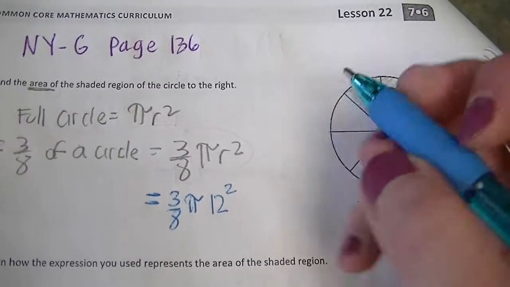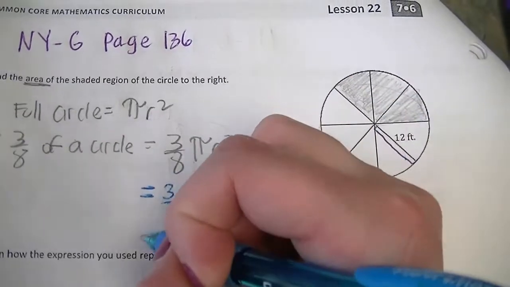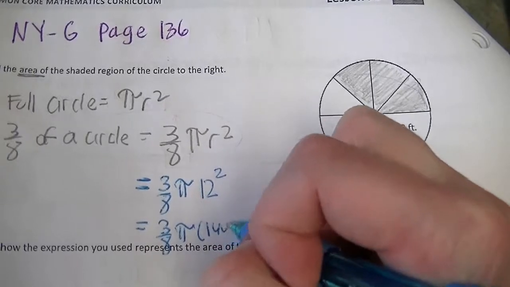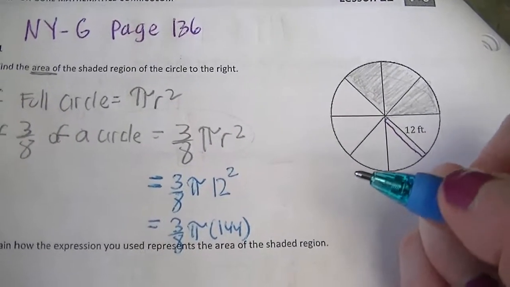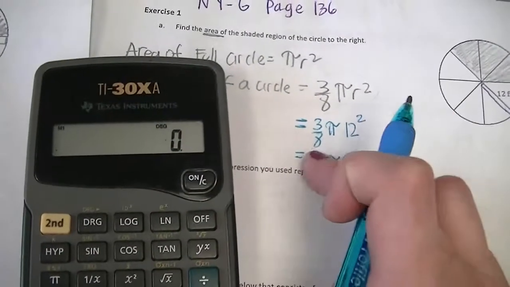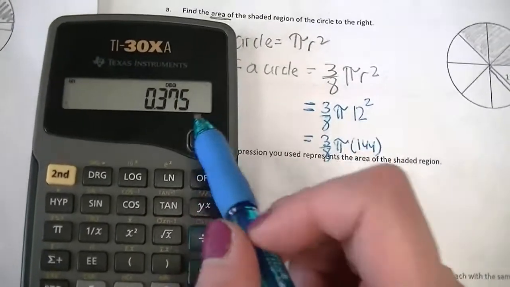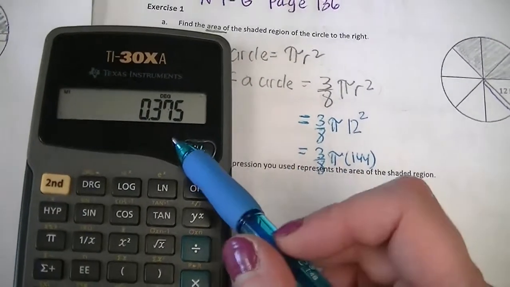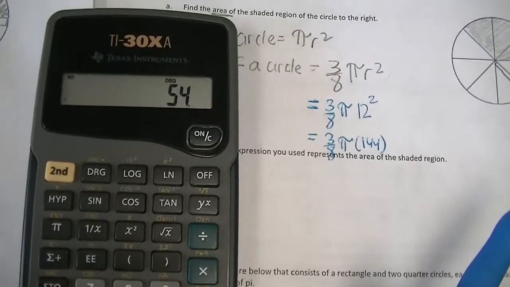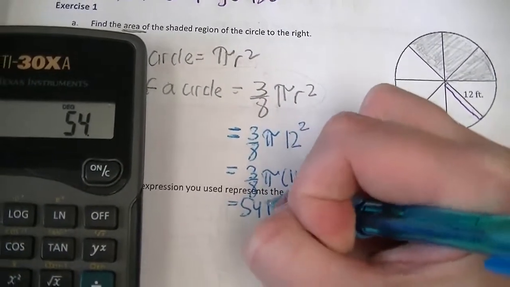I can simplify this. 12 to the second power, which is really 12 times 12, that's 144. 3/8 times pi times 144. From there, let's go ahead and figure that out. I wonder, can I go 3 divided by 8 and get a nice decimal? Oh, good, that's a nice decimal. 3 divided by 8 is that. Times 144. And that's 54. So our exact answer is 54 pi.